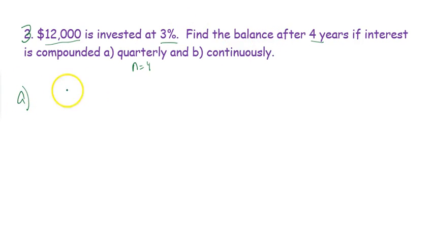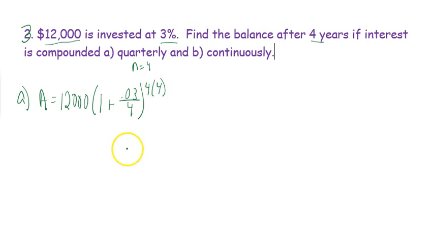So I'm going to start with A, and we're trying to find that ending amount. Our starting amount is 12,000, and we're compounding quarterly. So 1 plus, on top of the fraction, 3%, move the decimal twice, you get 0.03. On the bottom is our N, which is 4. And then our exponent would be 4 times our years, which is also 4. And that's how we get it. Now, when I plug that into my calculator, and you may want to pause again, you get 13,523.91.